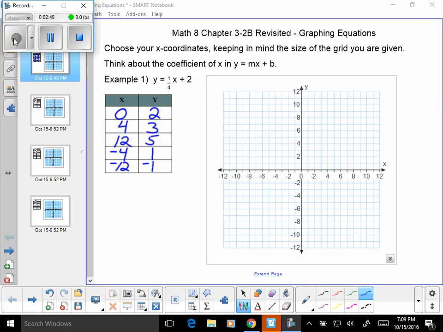So I'm going to graph my 0, 2, my 4, 3, and my 12, 5, -4, 1, and -12, -1. And that one's going to be a little difficult on these grids because the -1 line is missing.